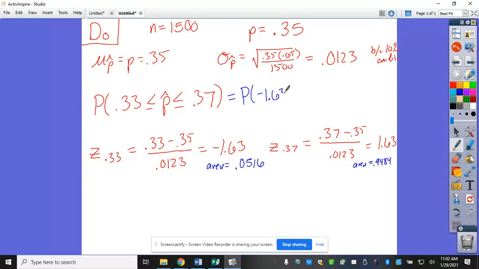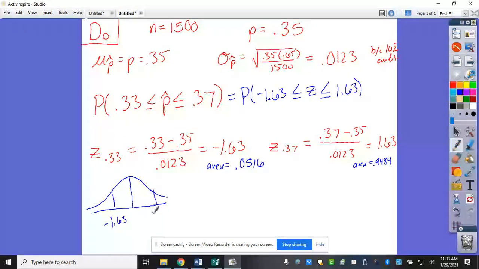So negative 1.63, and I don't care in what order you do those. 1.63, draw it, shade it, and then subtract it. So I've got one that's positive, one that's negative. Shading between. And 0.9484 minus 0.0516, which gives me what? $860.